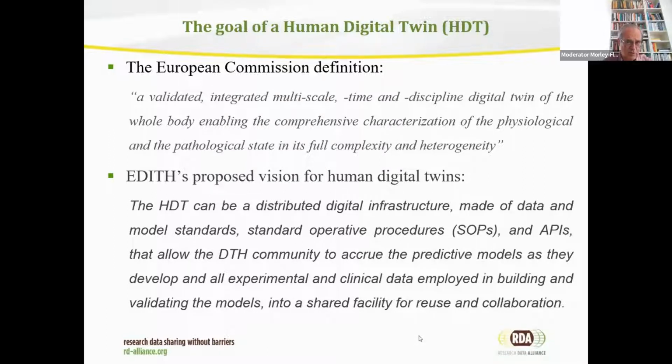And EDITH has proposed a vision for this human digital twin, and it is that the human digital twin can be a distributed digital infrastructure made of data and models, standards, standard operating procedures, and APIs that allow the digital twins for healthcare community to develop accurate predictive models as they develop, and all experimental and clinical data employed in building and validating the models into a shared facility for reuse and collaboration.